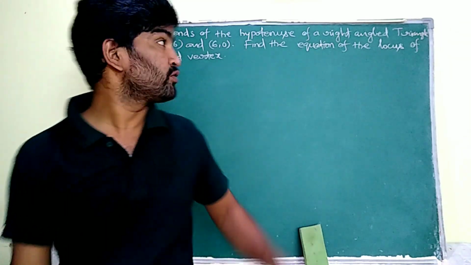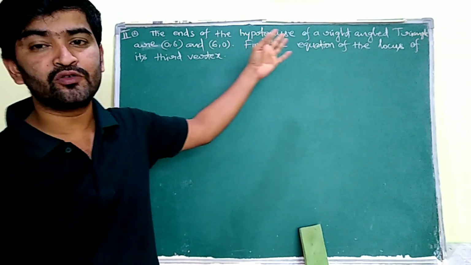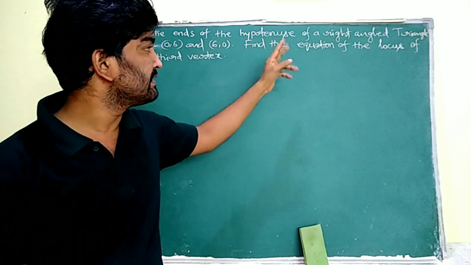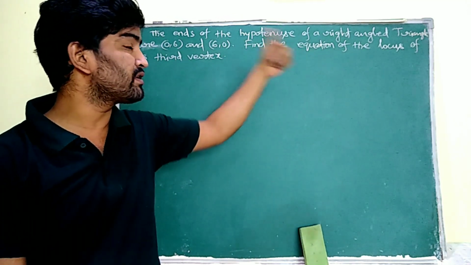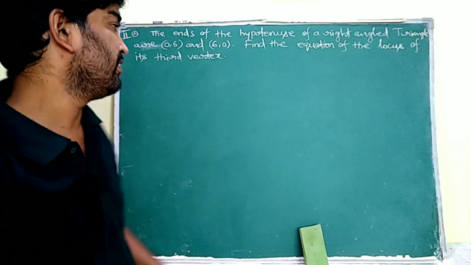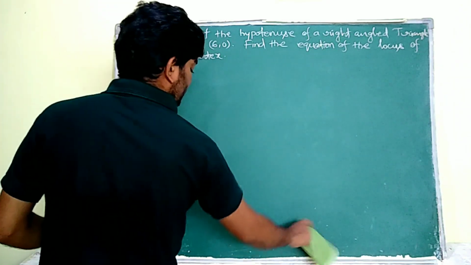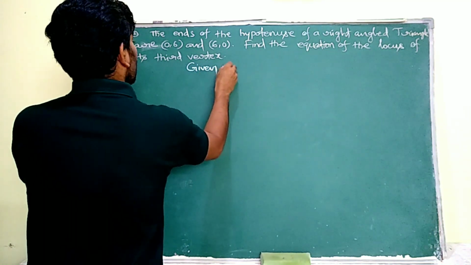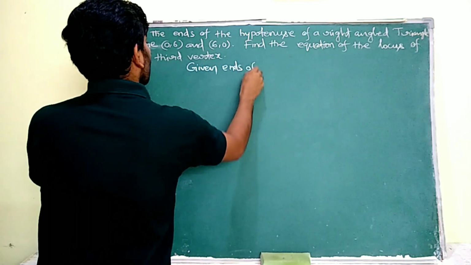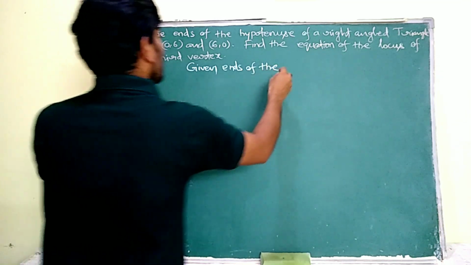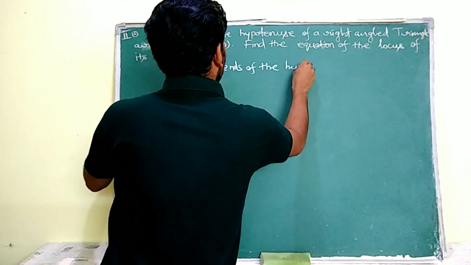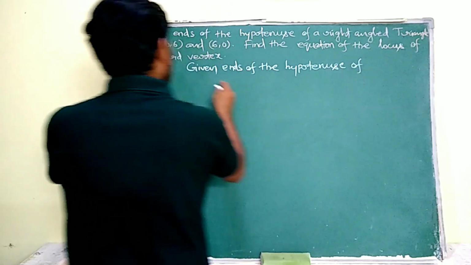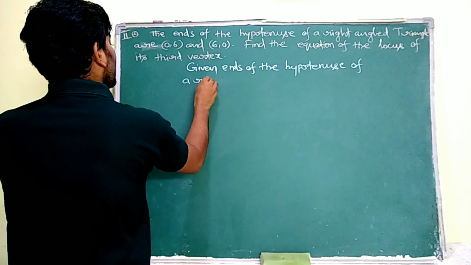Now the second question. The ends of the hypotenuse of a right angle triangle are (0, 6) and (6, 0). Then we are asked to find the equation of the locus of the third vertex. Firstly we write the given ends of the hypotenuse of a right angle triangle.